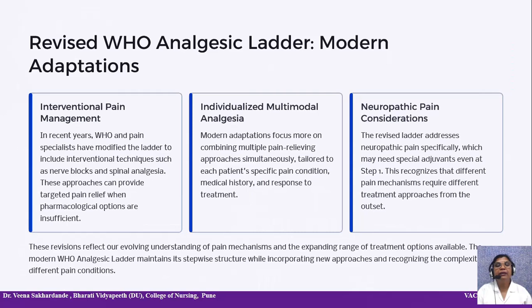Then there is the revised WHO analgesic ladder, which talks about interventional pain management, individualized multimodal analgesia and neuropathic pain. Interventional pain management means along with diversional therapy there will be some interventions, for example spinal anesthesia, a very simple example, or nerve block, which help the patient relieve pain. If there is a neuropathic deficit or neuropathic pain, we can advise interventional pain management. Individualized multimodal analgesia helps relieve pain along with pharmacological and non-pharmacological methods, considering the medical history, other comorbidity and the response of the patient to the treatment. In neuropathic pain consideration, depending on severity, we need to treat the patient with nerve block, analgesics and other methods.